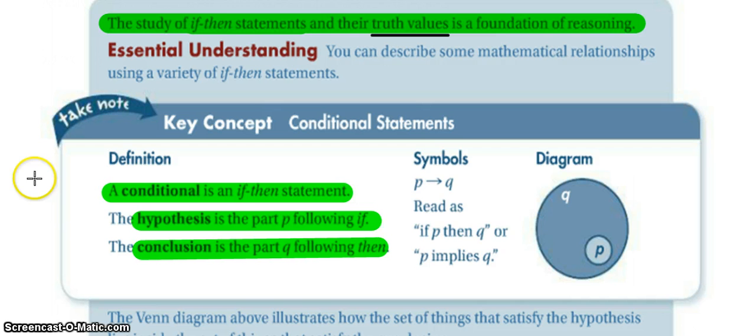So let's look at this. A conditional statement is in the if-then form, just like if P, then Q. Our hypothesis section would be if something happens, so if it is P, and then the conclusion or the resulting statement is the Q. So we know if P, then Q, but that doesn't really make sense because we don't know what P and Q are.